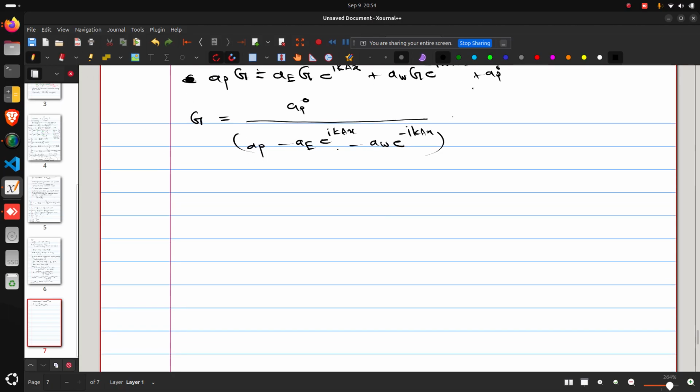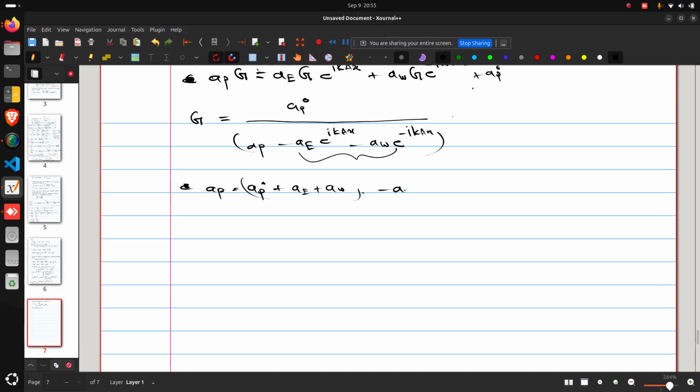Now what about the e to the power i k delta x? It will be nothing but, so let's just write it. So AE and AW are the same thing, right? And AP is nothing but AP naught plus AE plus AW, right? We'll just keep it that way, and let's just concentrate on this part.